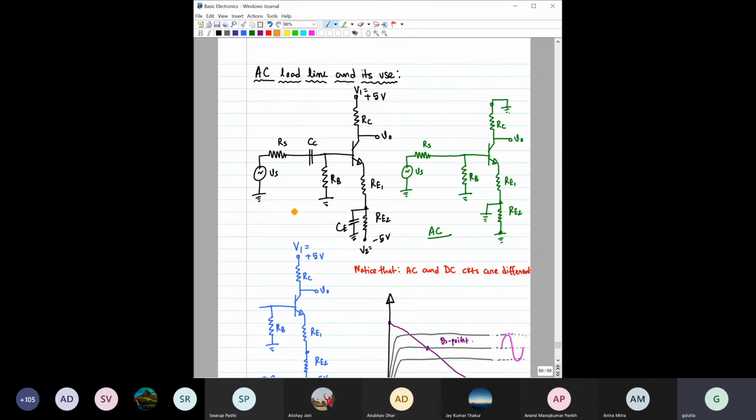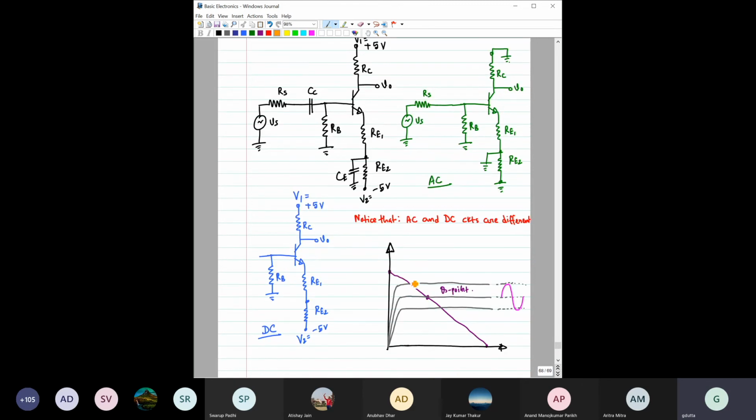See, the AC load line concept: we are already aware of the DC load line, right? We know that here this is IC and here this is VCE. In this plot we know how to find the DC load line. How to do that? You apply KVL along this loop, right? And from that KVL you can find the DC load line. Then depending on the biasing condition, you will get a Q point definitely, right?